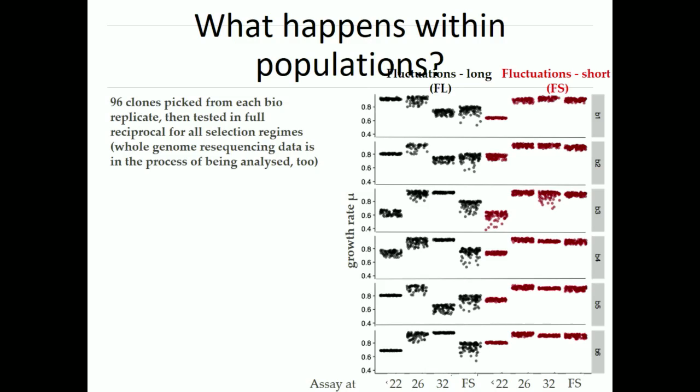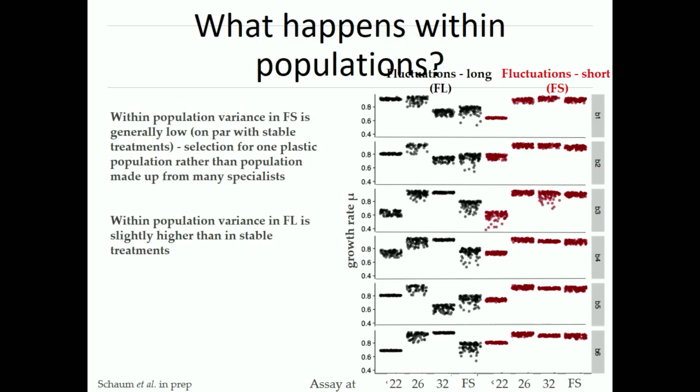What we see is that growth rate variation is really low across bioreplicates in the short fluctuating environment. Actually, the variation that we see here is on par with what we find in the stable environments, and this means that indeed we have selected for highly plastic phenotypes rather than populations that are made up from a mix of different specialists. There is a little bit more variation in the FL environment.